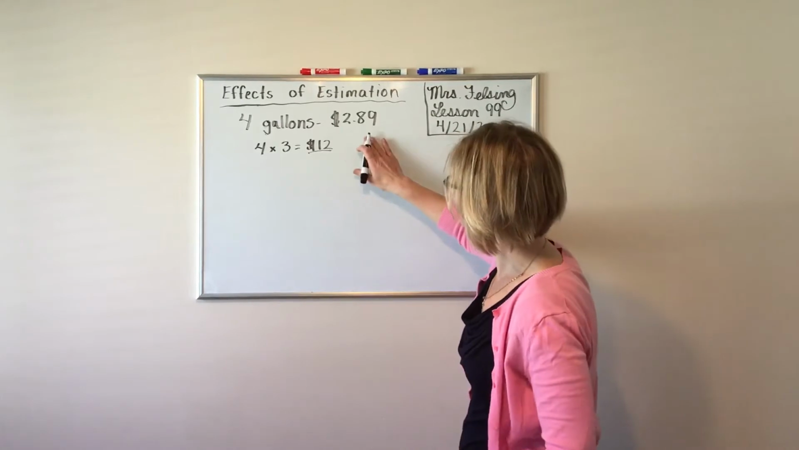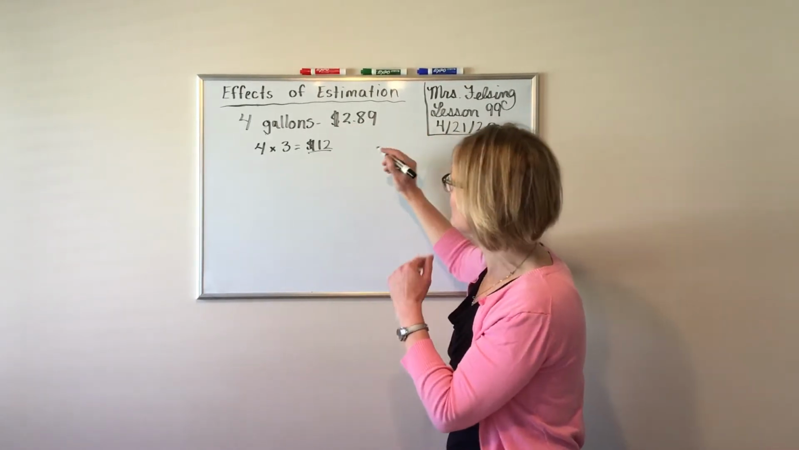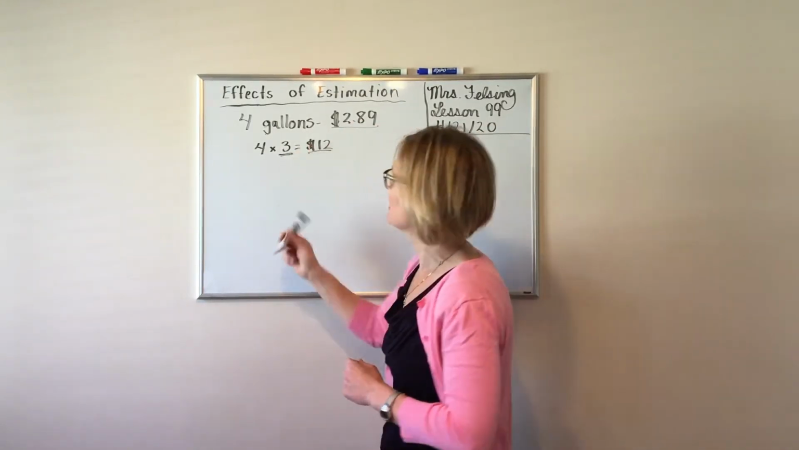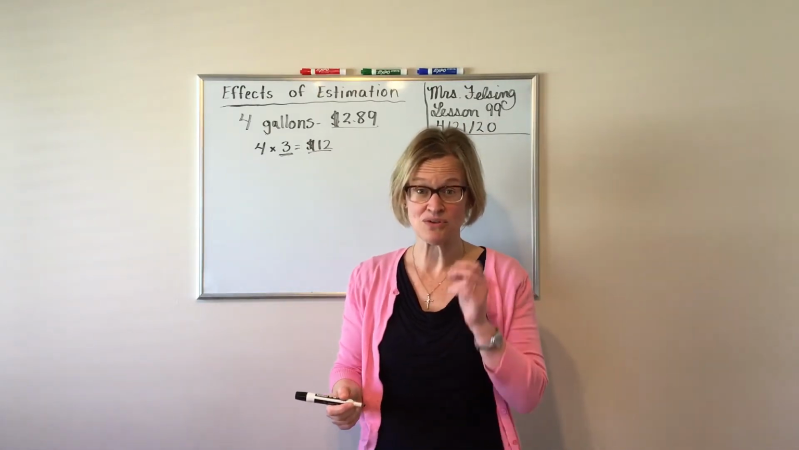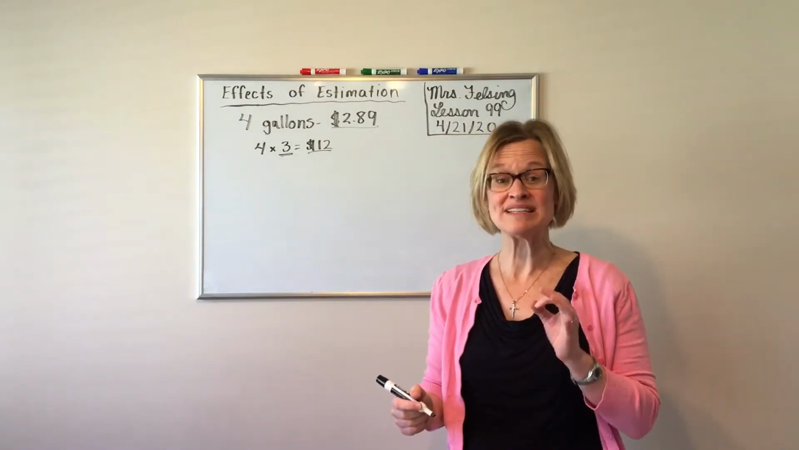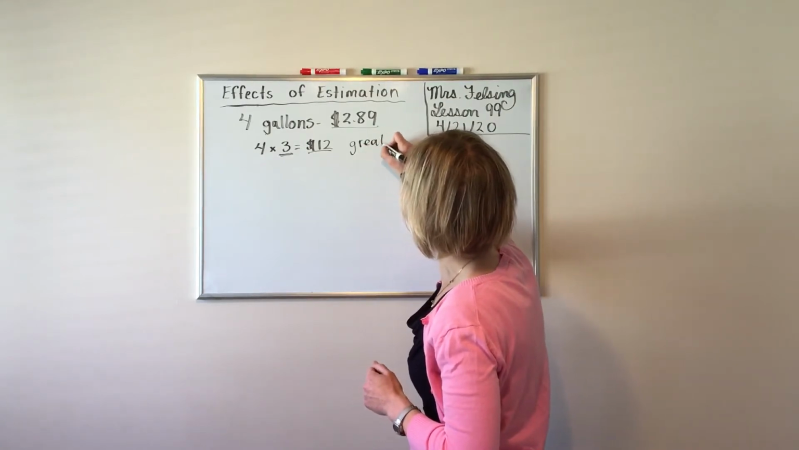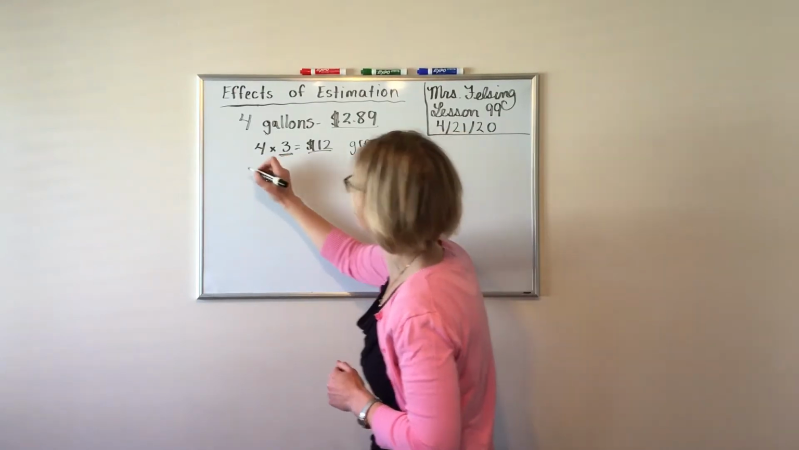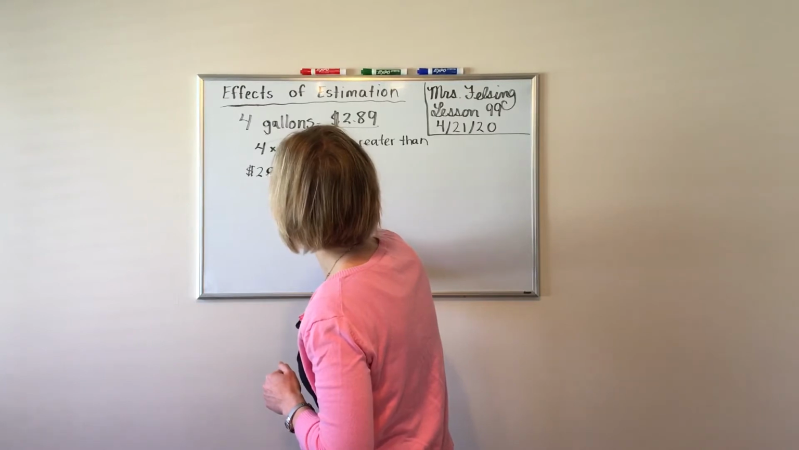Well, if you take a look over here, we need to consider the actual price and the estimated price. The estimated price is $3. So $3 is greater than $2.89. So Deb's estimate will be greater than the actual cost. And just for fun, let's check and see. Oops, $2.89, sorry about that.